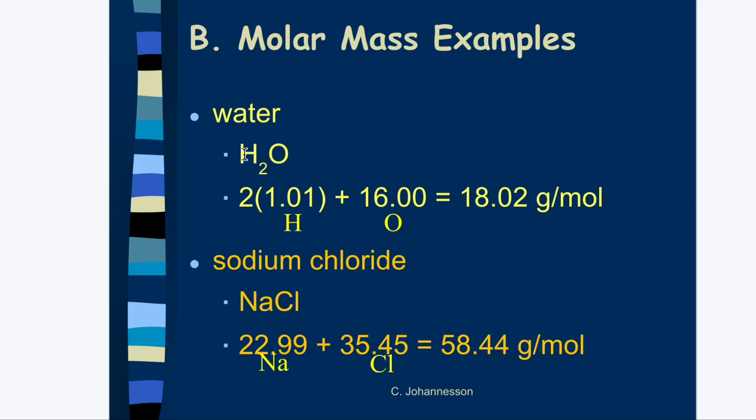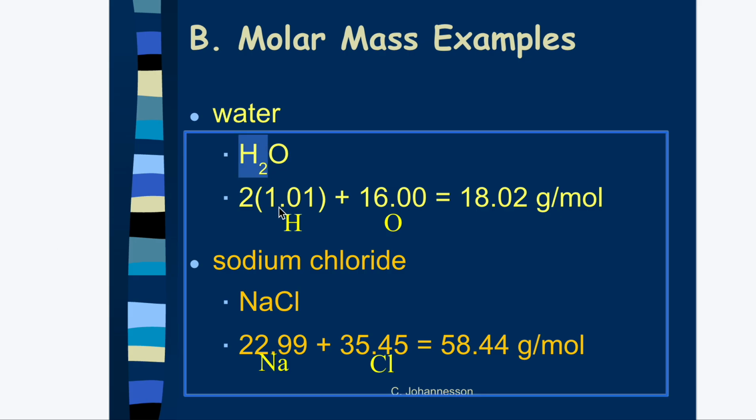So H2O, so we have 2 hydrogens, so we're not just going to put 1.01. We're going to have to do 1.01 times 2 to give us H2. So that's 2 times 1.01. If this were 3, it would be 3 times 1.01. But 2 hydrogens, so 2 times 1.01. And then we're going to add that to our mass of oxygen. And that gives us 18.02 grams per mole.